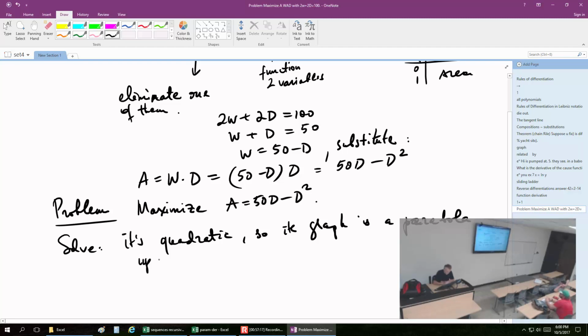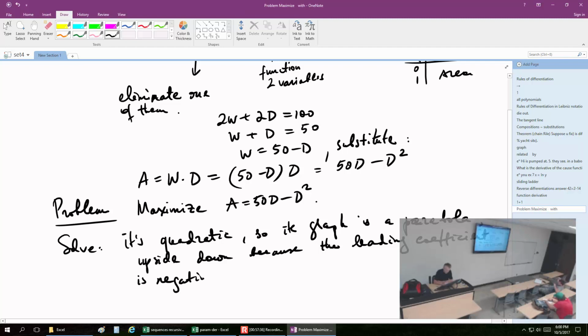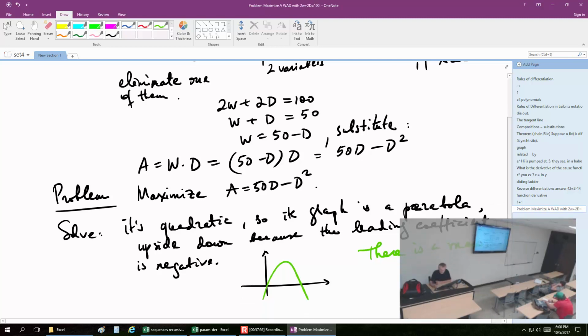How do we know that? Negative d squared. That's right. Because the term is, remember what it is called? The leading coefficient is negative. So generally speaking, this is what it's going to look like. Which is good news, which means there is a maximum. When you try to optimize a problem, it's quite possible that there is no nice solution. You don't know that ahead of time.